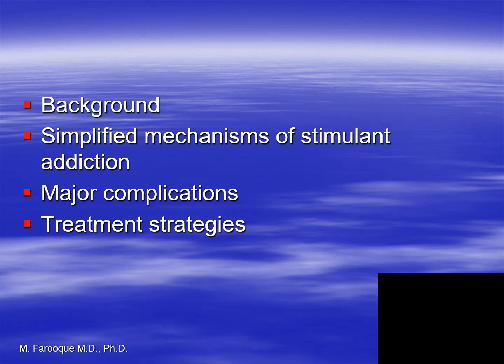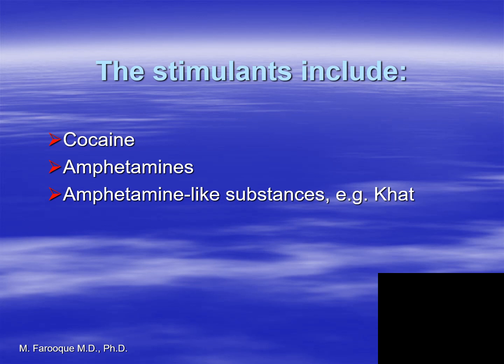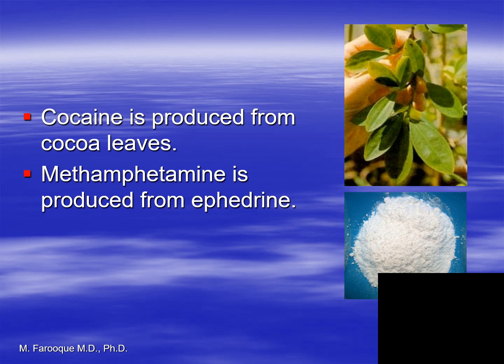In this presentation, I will go over background and the simplified mechanisms of stimulant addiction, major complications, and treatment strategies. The stimulants include cocaine, amphetamines, and amphetamine-like substances, for example, khat. Cocaine is produced from coca leaves. Methamphetamine is produced from ephedrine.